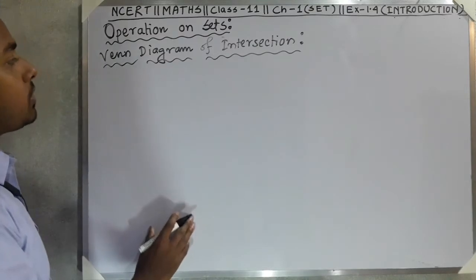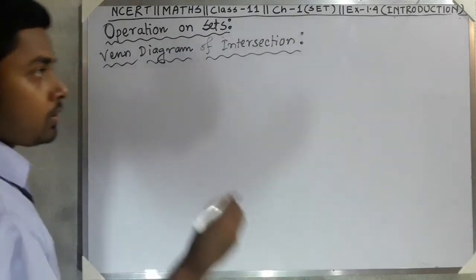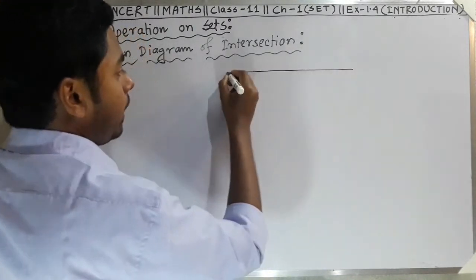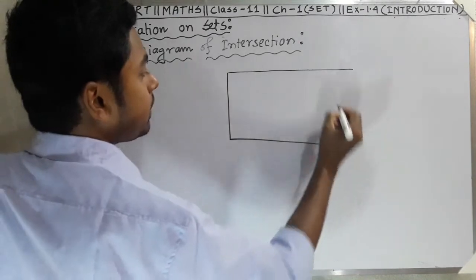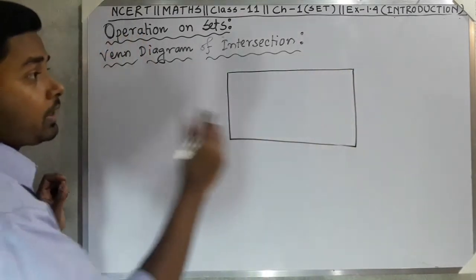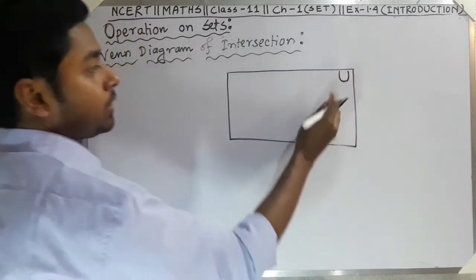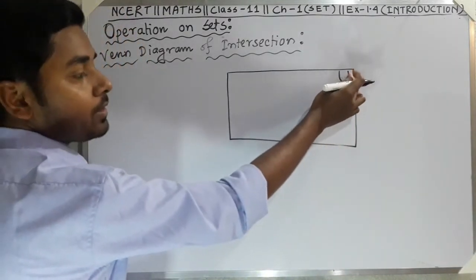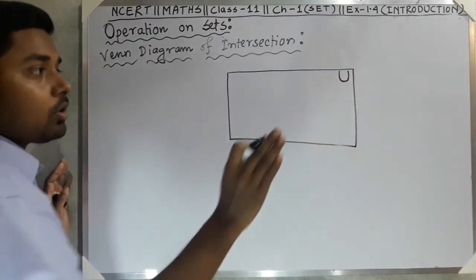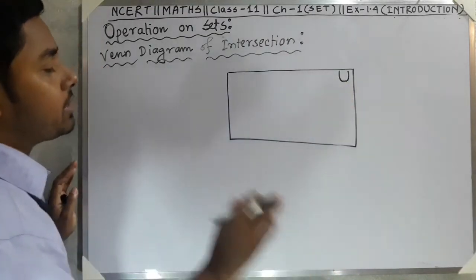Now students, we will talk about the Venn diagram of intersection. Suppose we have to represent the intersection through the Venn diagram. So how to represent? This is our universal set. This U you can write at any corner, even outside. It is not compulsory that you write it inside the set.